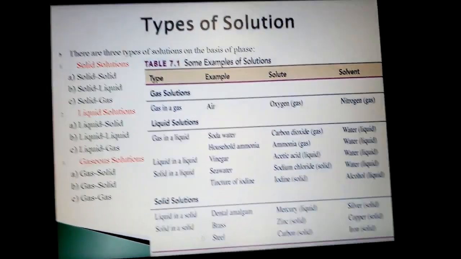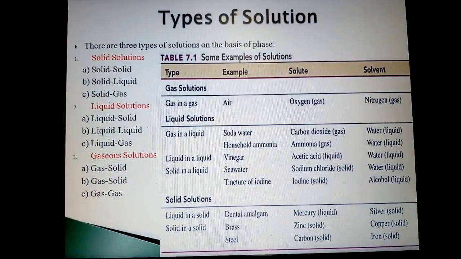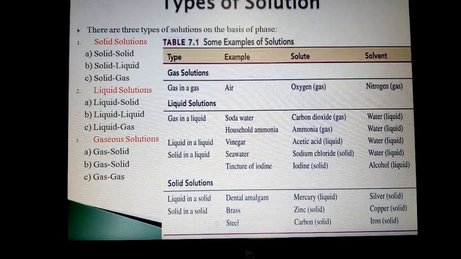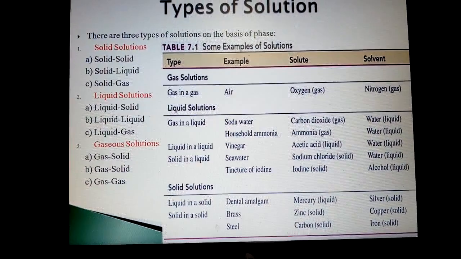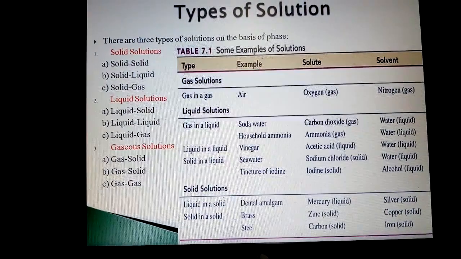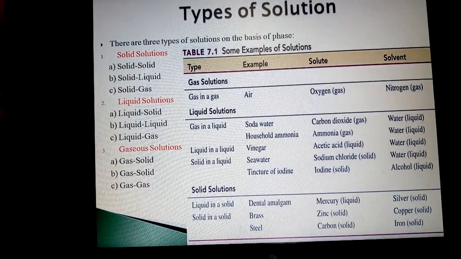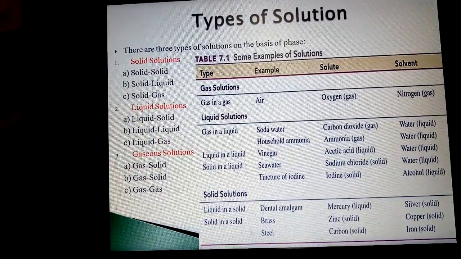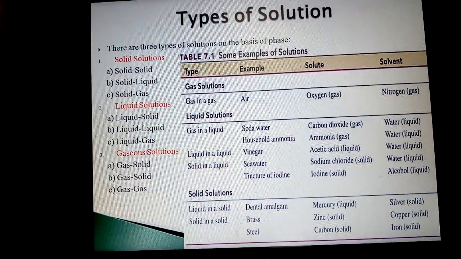On the basis of phase difference, we can categorize solutions. There are three types of solutions on the basis of phase. Number one is solid solution, second is liquid solution, and third is gaseous solution. In solid solution, there are subcategories of solid-liquid and solid-gas, and in liquid solution, liquid-solid, liquid-liquid, and liquid-gas, and in gaseous solution, gas-solid, gas-liquid, and gas-gas.